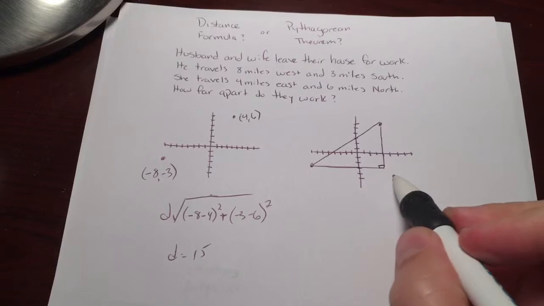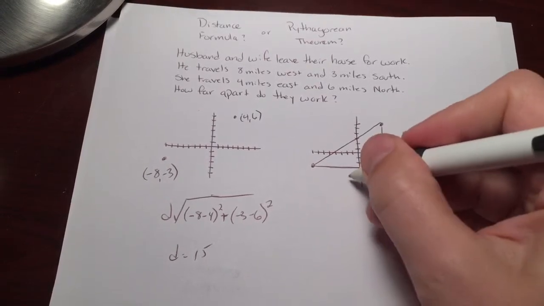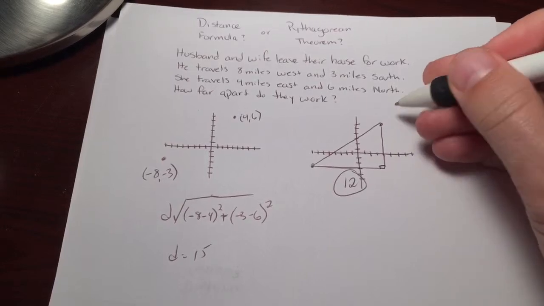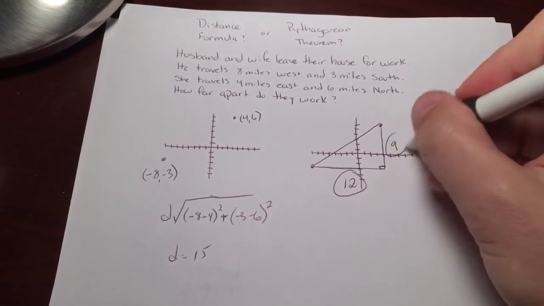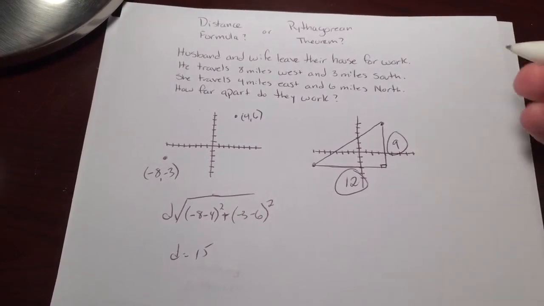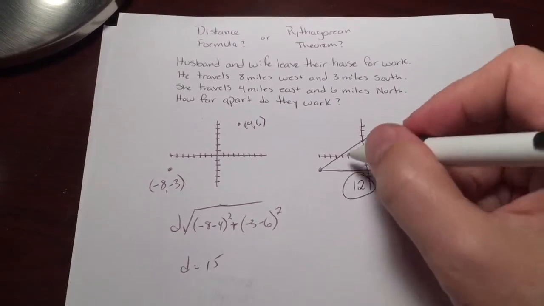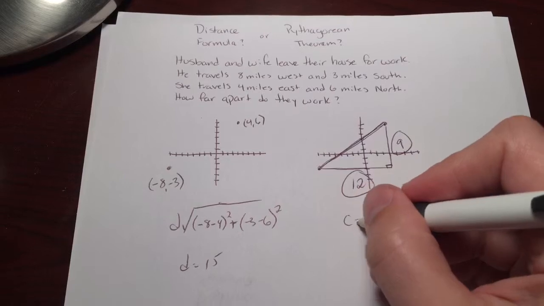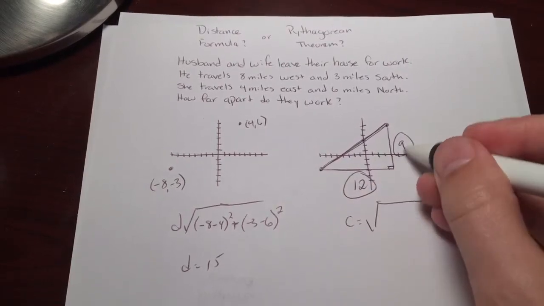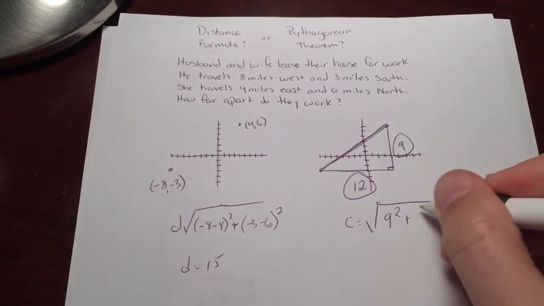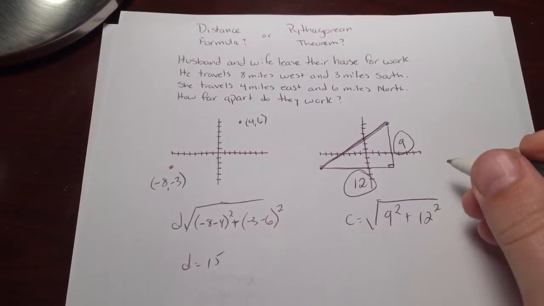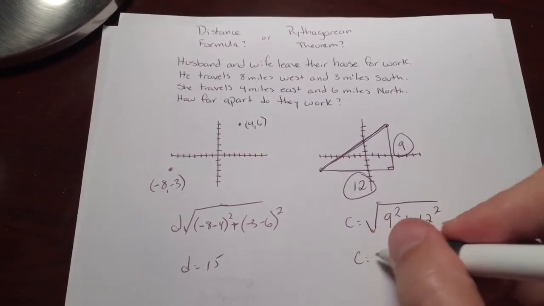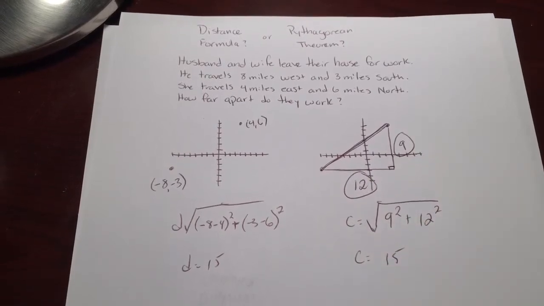When I count across here, I'm going to count 12 spaces, 12 tick marks. And then when I count up here, I'm going to count 9 spaces, or 9 tick marks. Then I could turn around and use the Pythagorean theorem. I'm looking for the hypotenuse, side C. So I would say a squared plus b squared is going to end up equaling c squared. That's why we square rooted this side. And we're going to get the same answer.